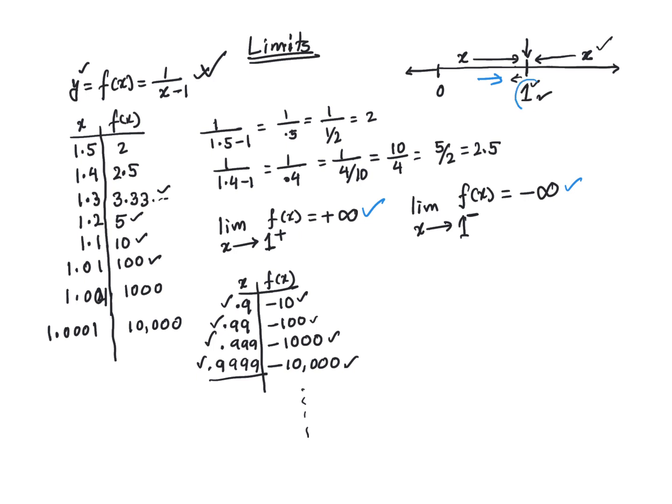So approaching the point 1, either from the right or from the left, does not give you the same answer. If you approach from the right, you get positive infinity. If you approach from the left, you get negative infinity. So this function does not have a limit at the point x equals 1. If for a function the limit exists, it must be the case that regardless of how you approach, whether from the right or from the left, it should always give you the same value.